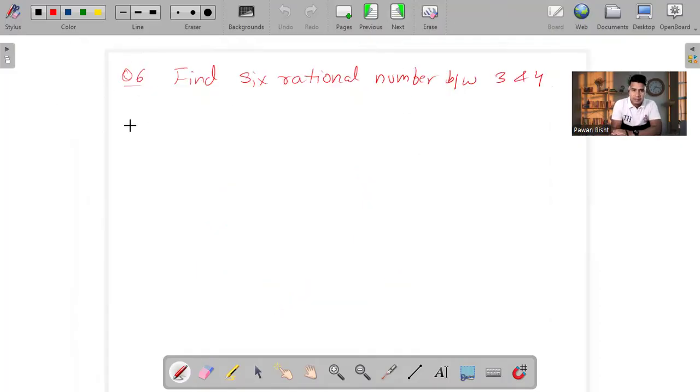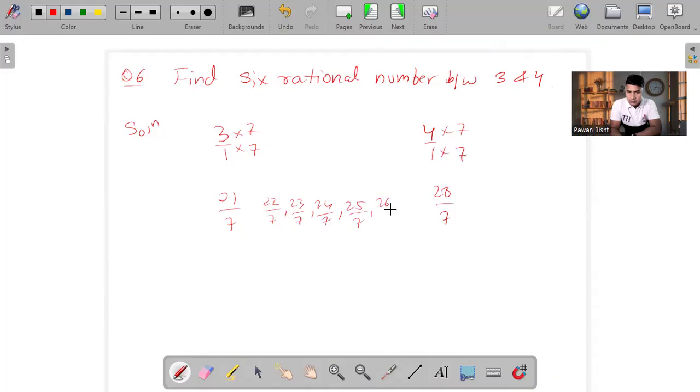Next, question number 6. Find 6 rational numbers between 3 and 4. 6 rational numbers, right? So multiply by 1 greater in numerator and denominator. So we multiply numerator and denominator by 7, 1 greater number. So this will be 21 upon 7 and 28 upon 7. Now you see, exactly 6 numbers you will get in between these two: 22 over 7, 23 over 7, 24 over 7, 25 over 7, 26 over 7 and 27 over 7. See, exactly 6 numbers you are getting.